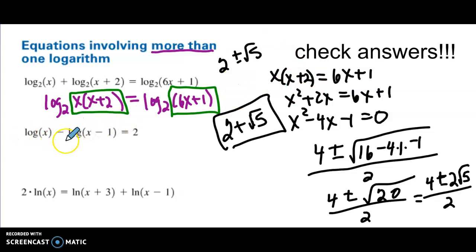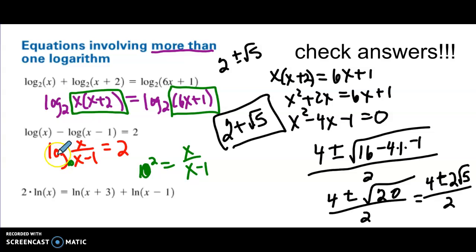Next one. Two logs subtracted is the same as the log of the quotient. Now, unlike the last one where I had the log of this equals the log of that, this is just one log now. When there was one log, we said that we would rewrite it. So log base 10, I'm going to rewrite this as 10 squared equals x over x minus 1. We rewrite log base 10 of x over x minus 1 equals 2 as 10 squared equals x over x minus 1. 10 squared is 100.